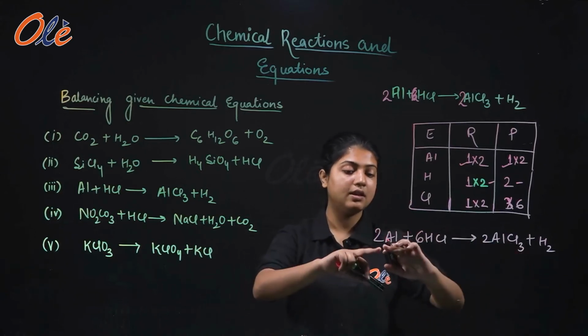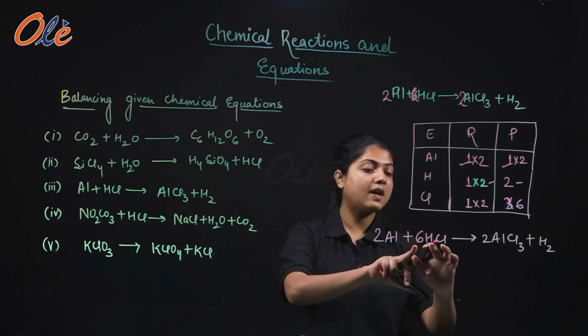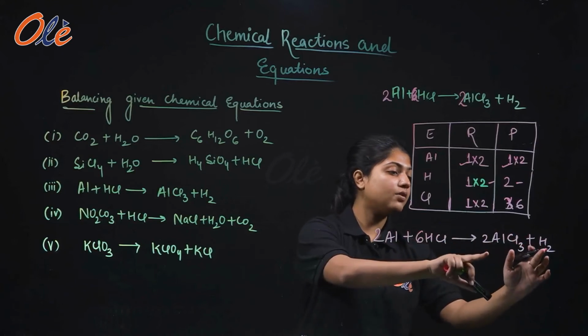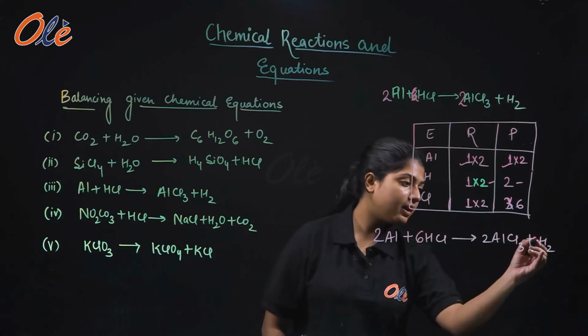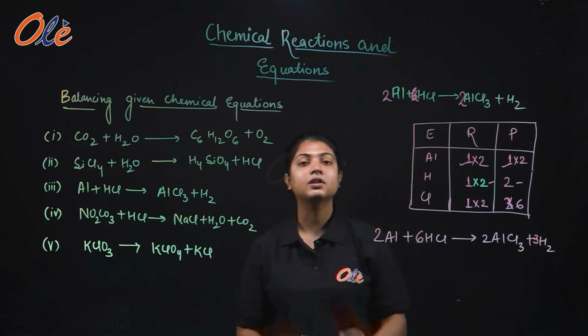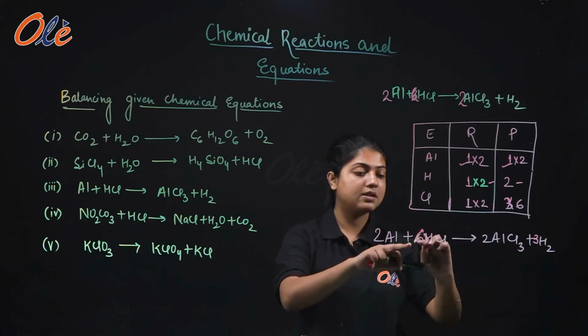How? Let us see. 2 aluminium atoms, okay. 6 hydrogen atoms, whereas only 2 hydrogen atoms are there. So let us multiply this by 3. Okay, let us multiply this by 3. Now count 6H.